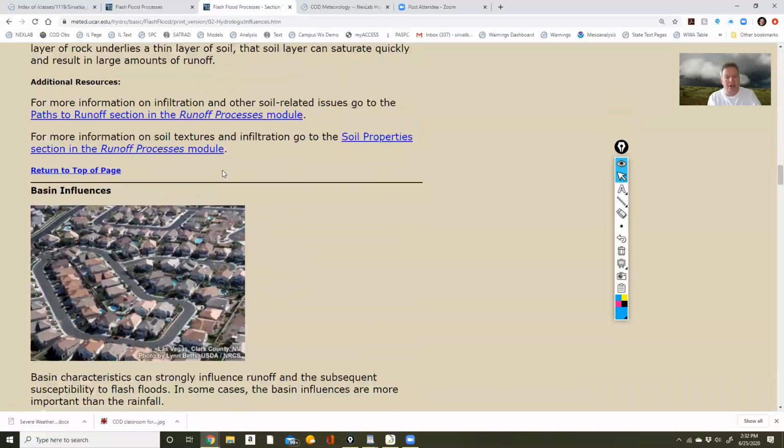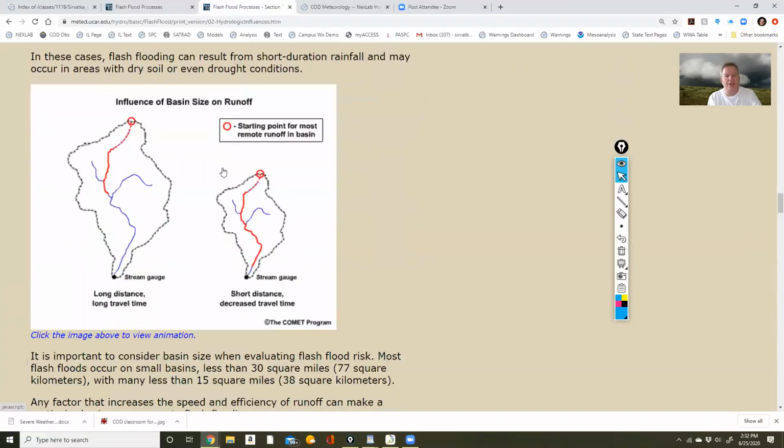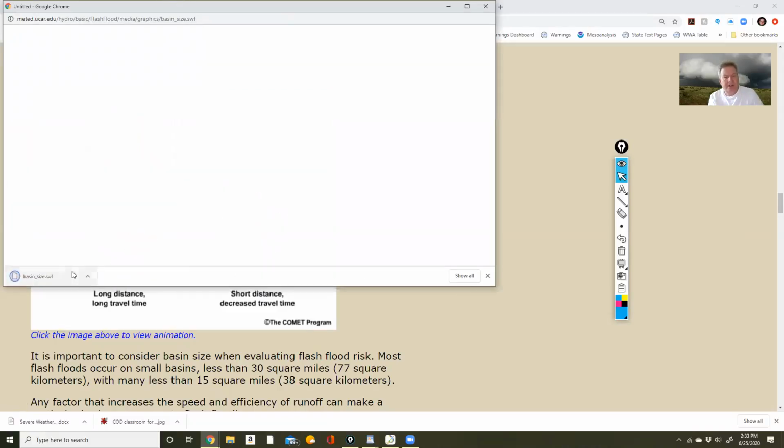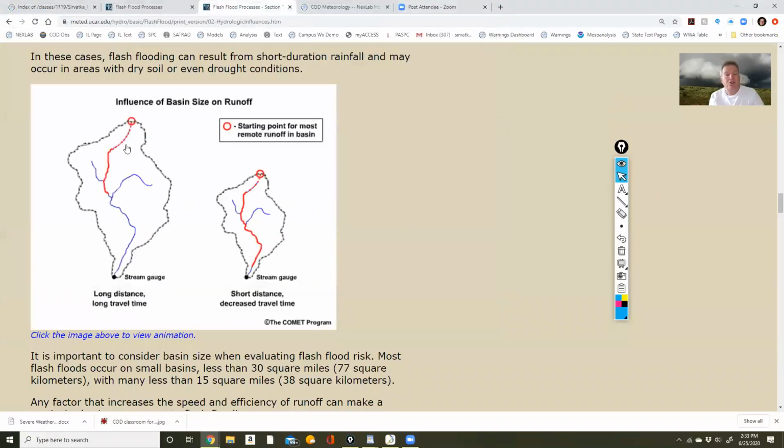Okay, and then we can talk about river basins. I let you go through here. Now, here's what I need you to know, and these are some important diagrams to put into your notes. The size of the river basin and the amount of runoff. Okay, so I'm going to click on this to do an animation. Yes, I want to do the animation. Okay, so what I'm saying here is that the longer the distance of a stream, the longer it takes to travel.